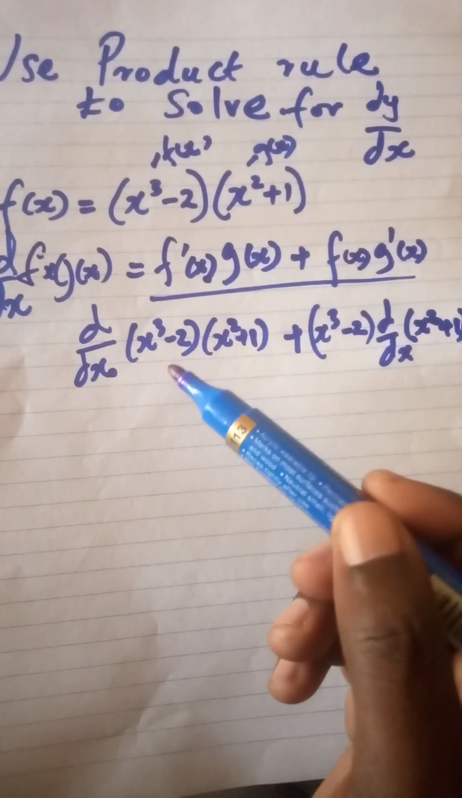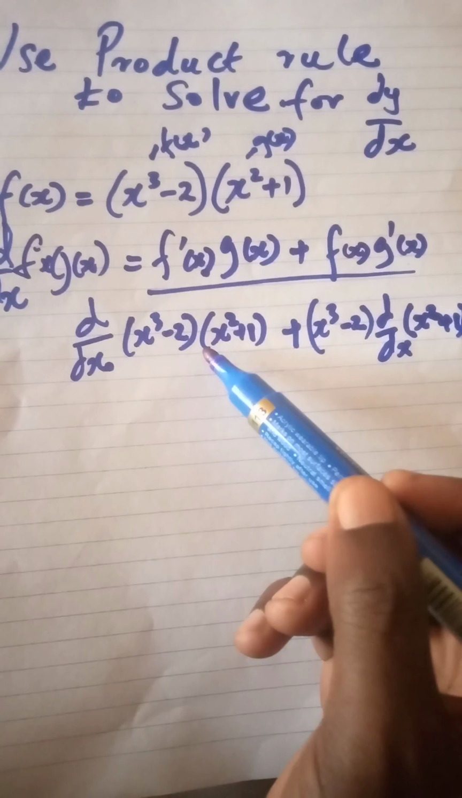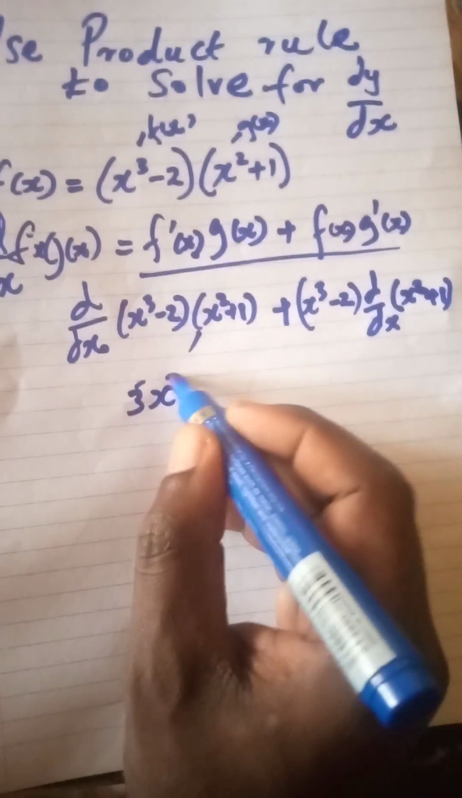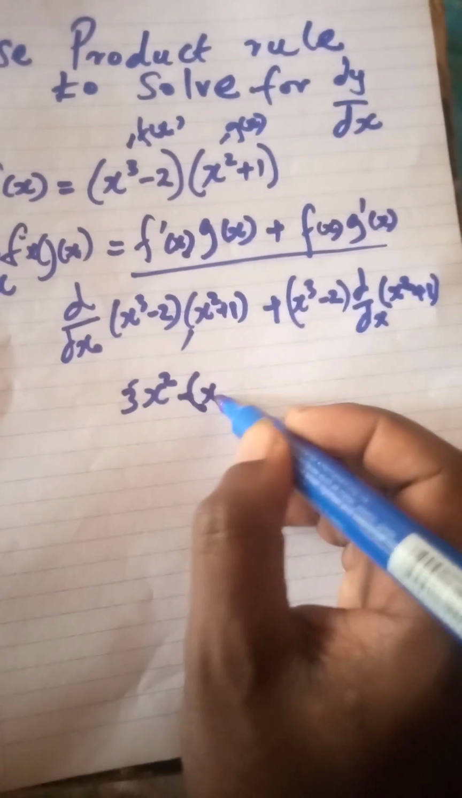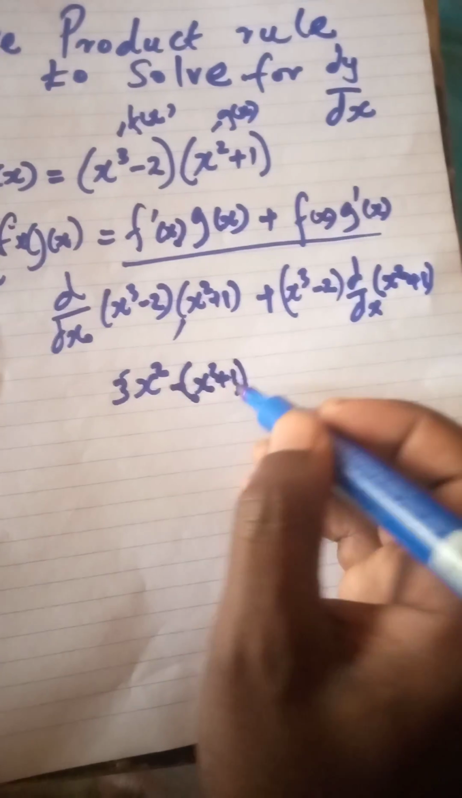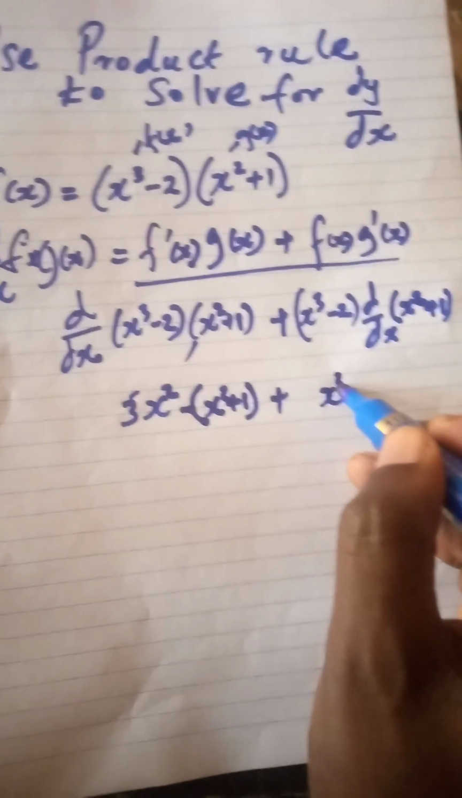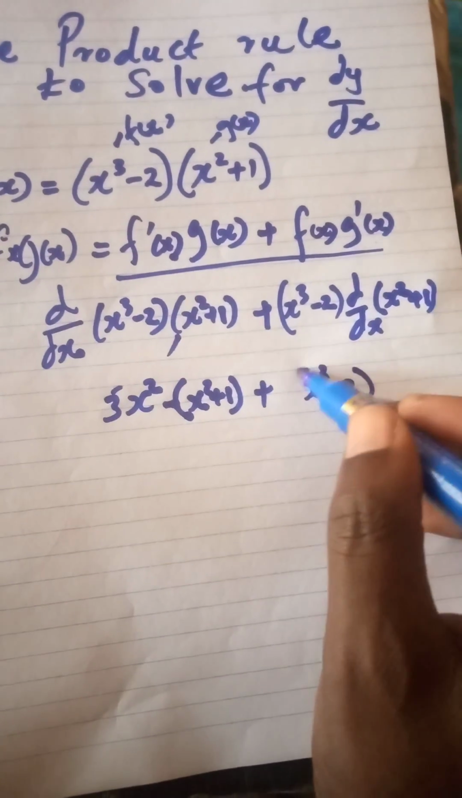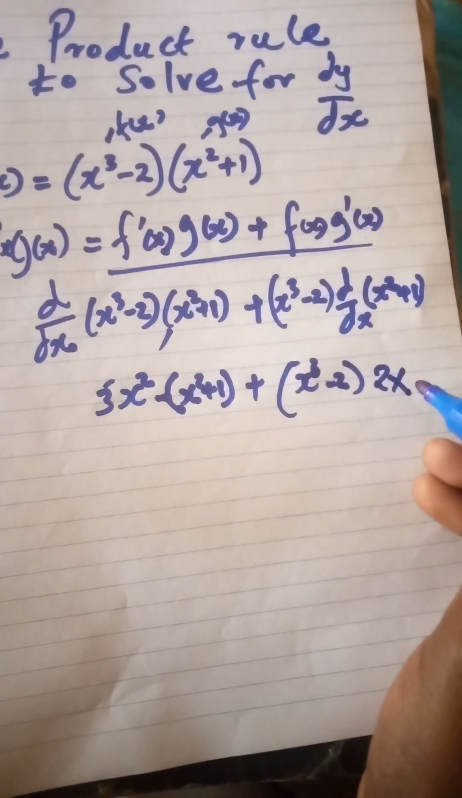If you find the derivative of the first one here, I'm going to have 3x squared multiplied by x squared plus 1, add x cubed minus 2, multiplied by the derivative of this, which is 2x.